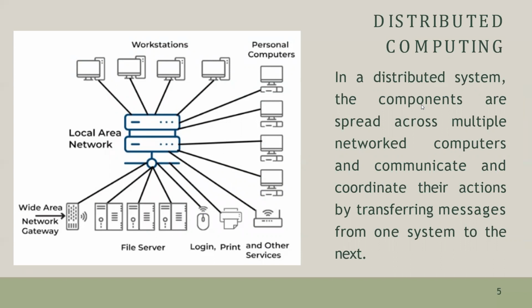In computer science, distributed computing studies distributed systems. In a distributed system, the components are spread across multiple network computers and communicate and coordinate their actions by transferring messages from one system to the next. The components interact with one another so that they can reach a common purpose. Maintaining component concurrency, overcoming the lack of a global clock, and controlling the independent failure of parts are three crucial issues of distributed systems. When one system's component fails, the system does not fail.